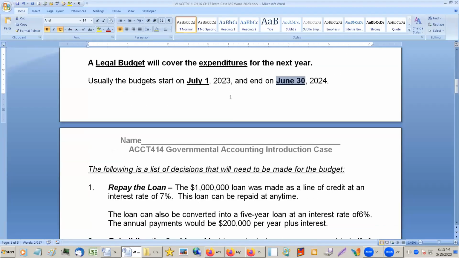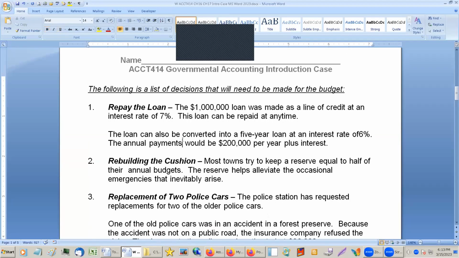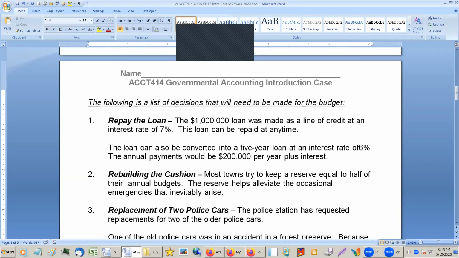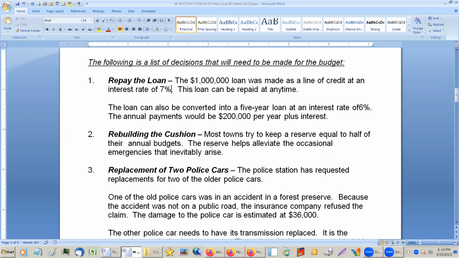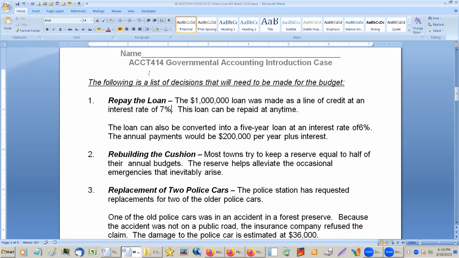Okay, so there's a somewhat short list of decisions that need to be made, and we're going to make these as a class. I'll put a poll up. We're ready to get into this. So here are some of the things that we're going to have to make decisions on.